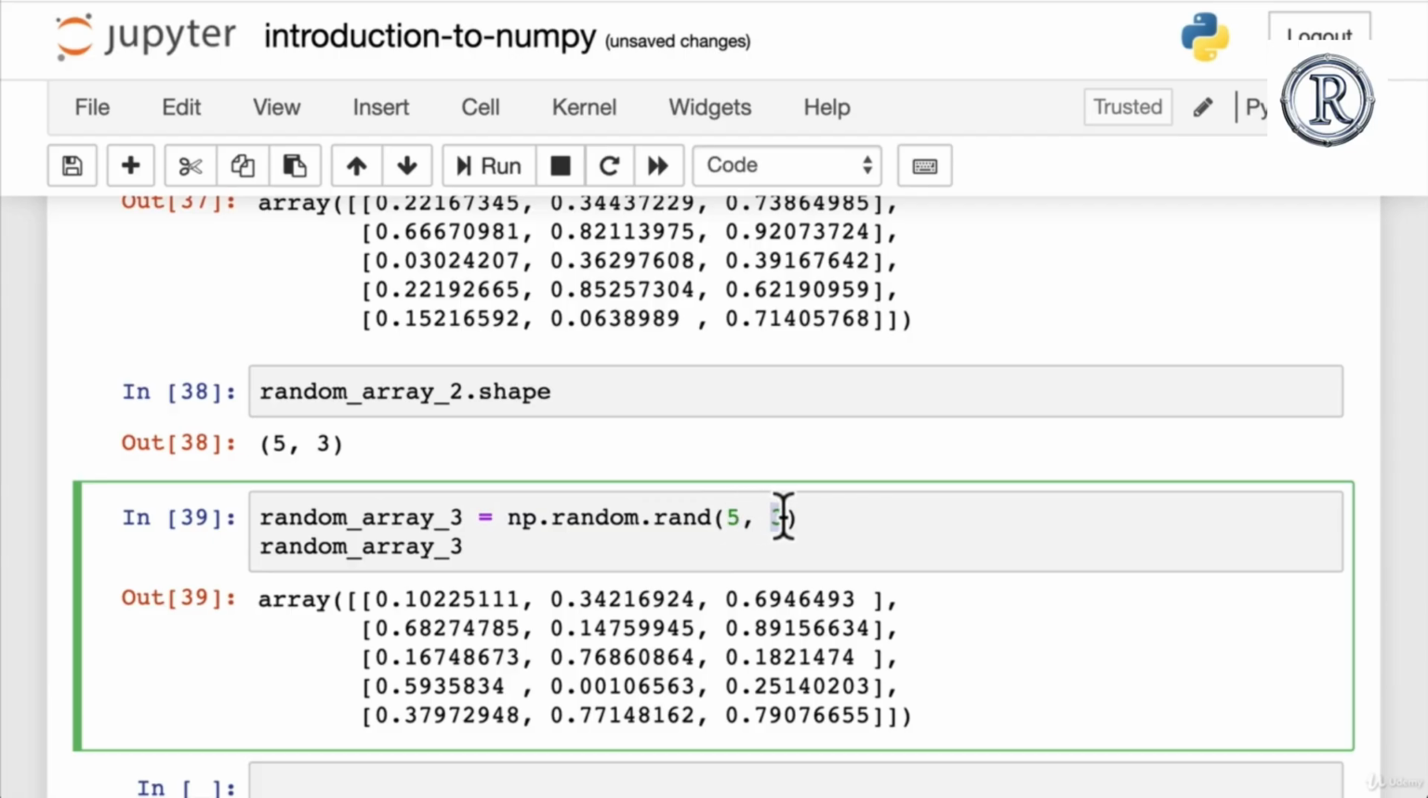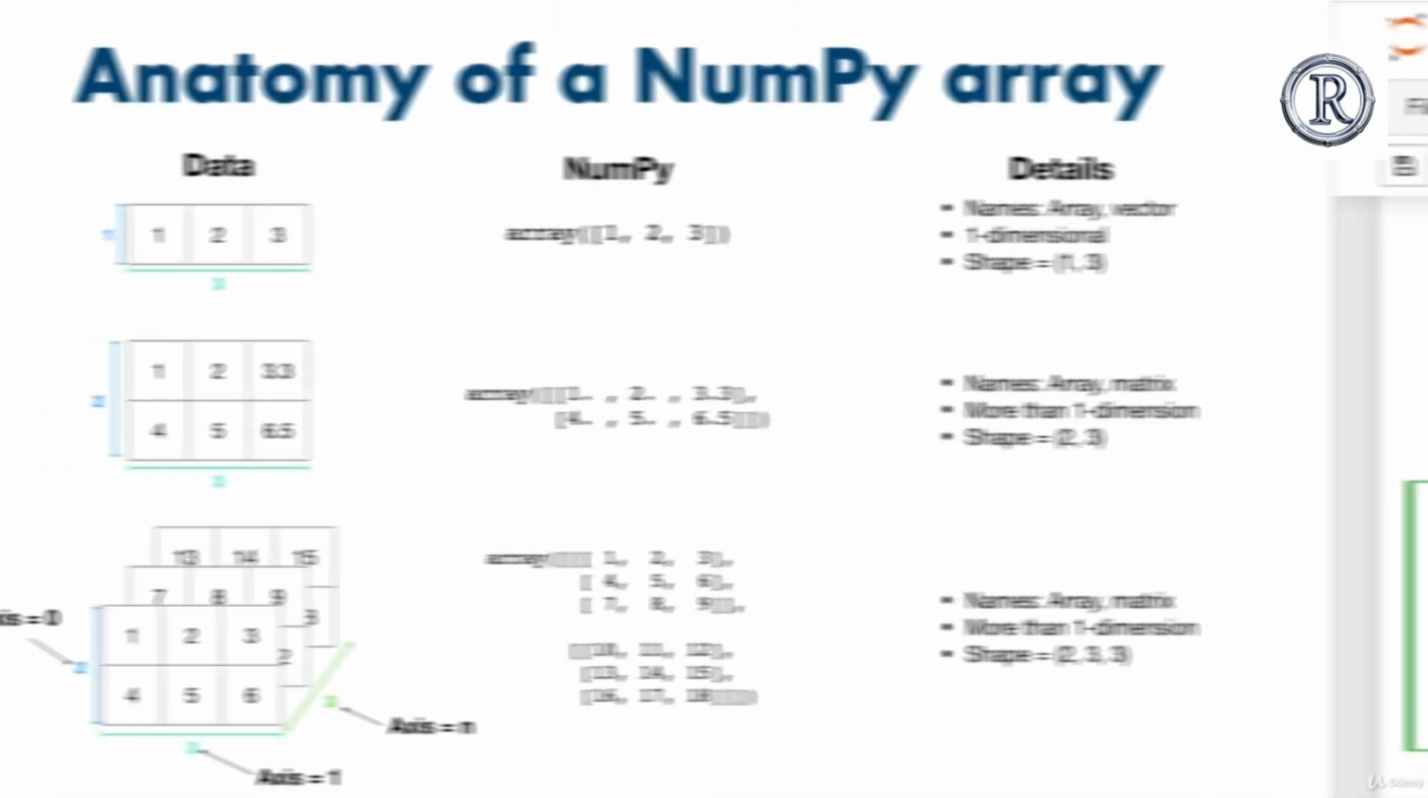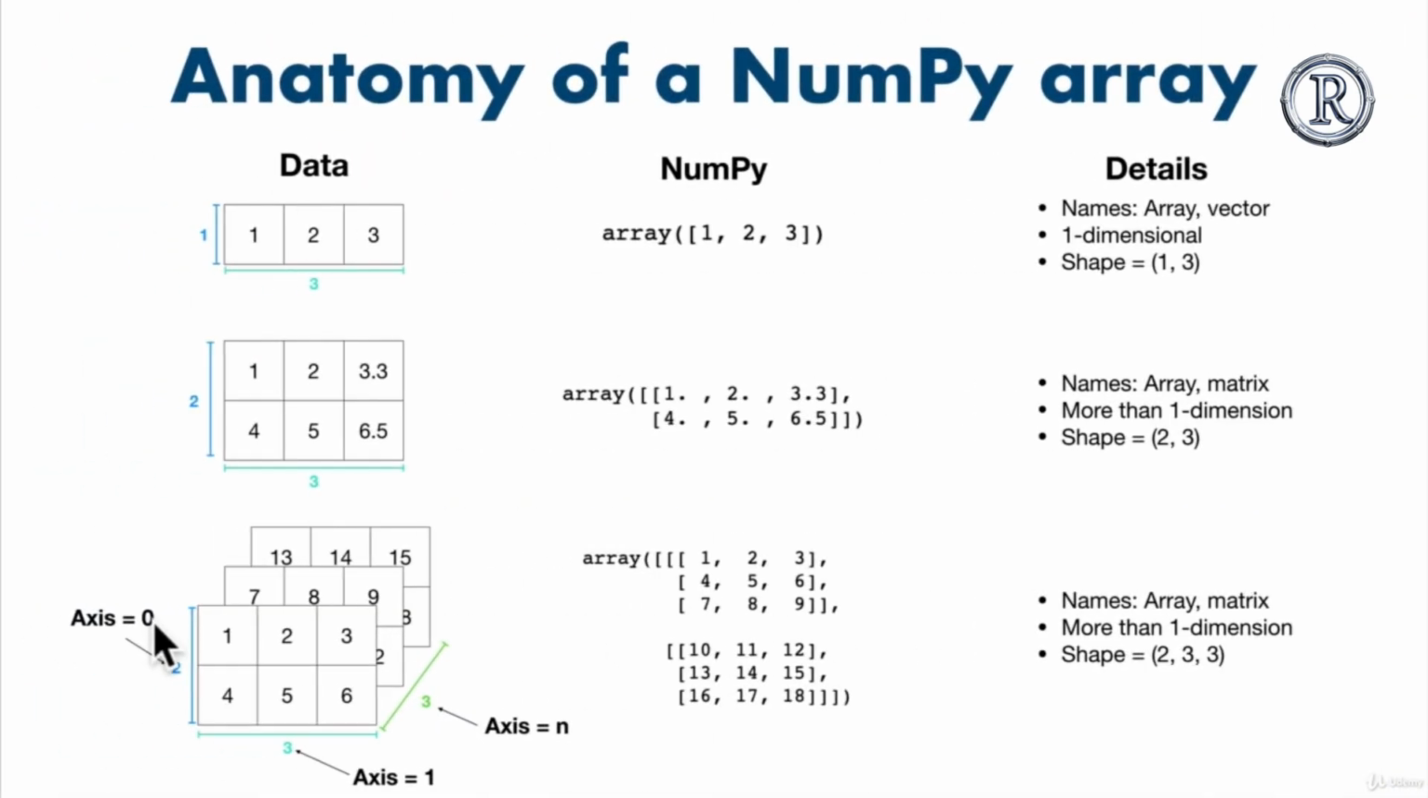If we go back to the anatomy of our NumPy array, axis 0 is the same as dimension 0, which is the row here, and axis 1 is the same as dimension 1, which is the columns here.